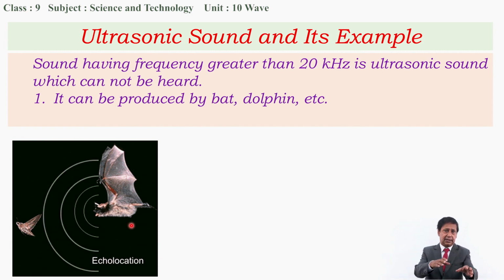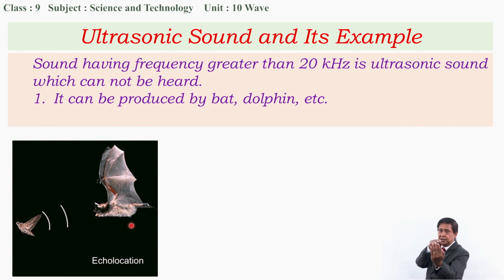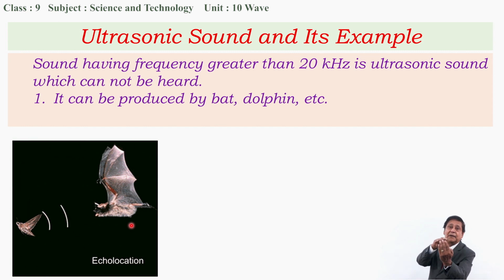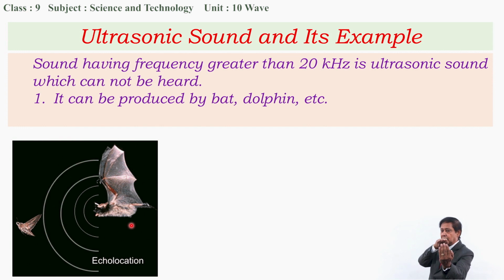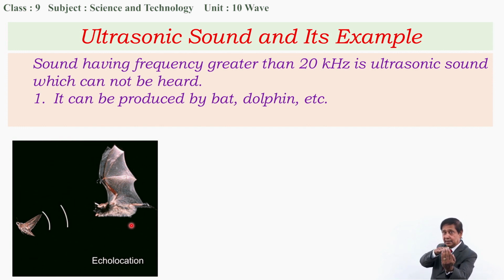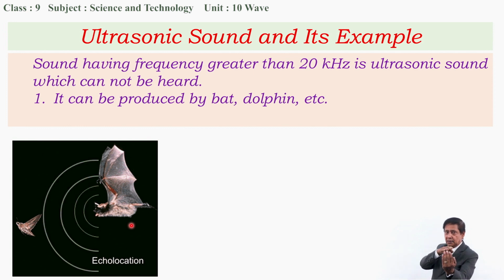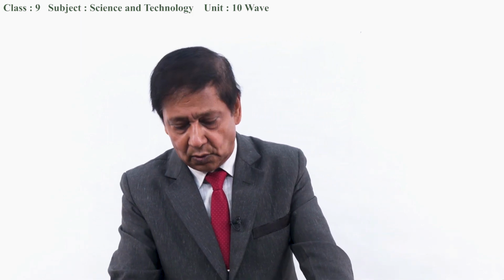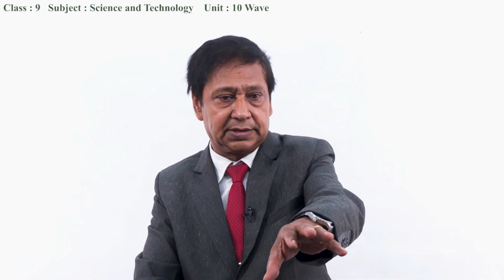Not only this, if a bat is moving towards this direction, there is an obstacle, maybe a pole or maybe a tree or something, then because of the reflected ultrasound, the echolocation, it can understand that there is a certain object, and so it can fly this way, going away from that obstacle. This way, by the echolocation, this bat can attack the prey and it can move away from obstacle.